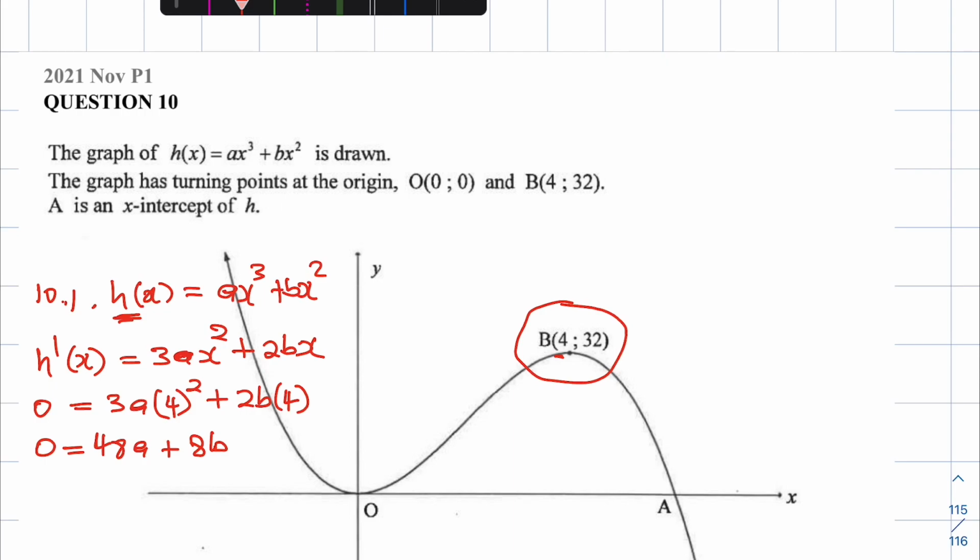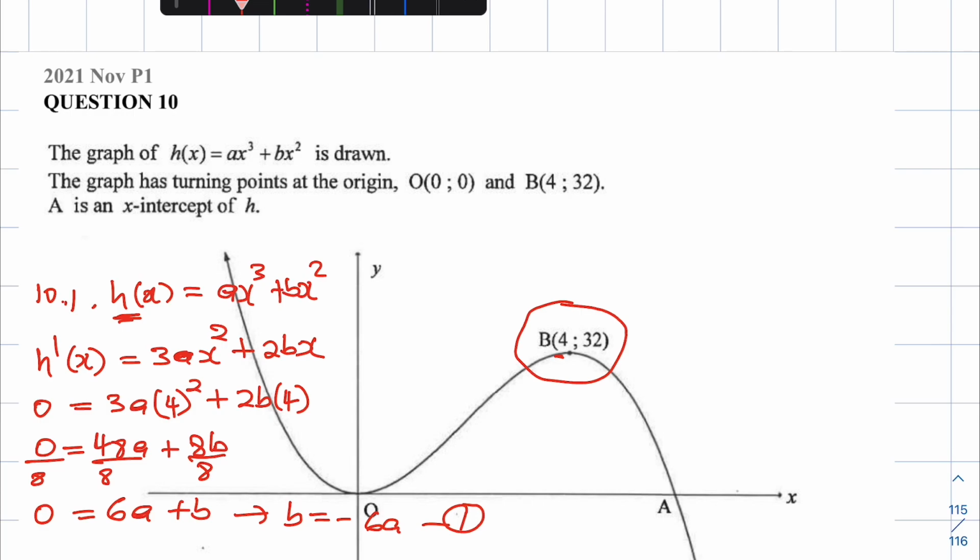Now, because 8 is common, I can just divide by 8 to simplify it a bit. Then you get 0 equal to 48 divided by 8, that will give us 6a plus b. And then you simplify this a bit. You get b is equal to negative 6a. So that's our first equation.